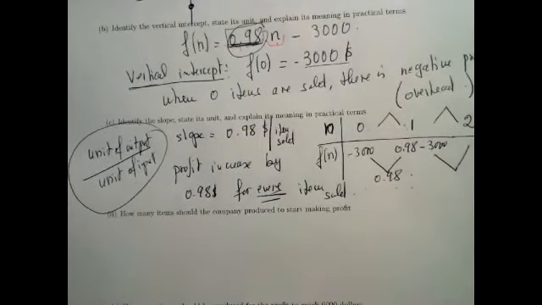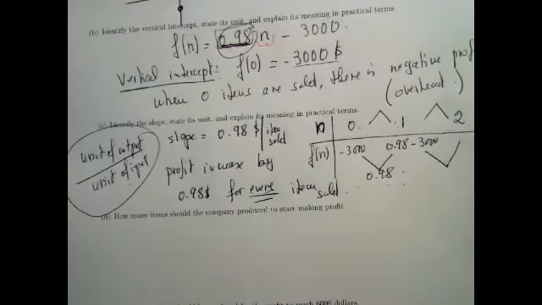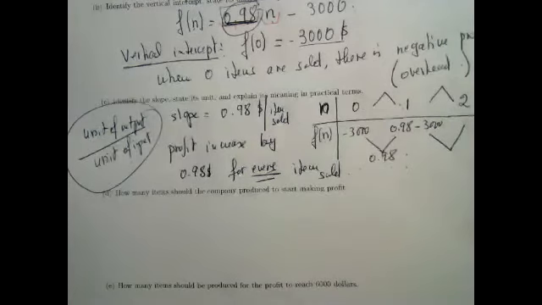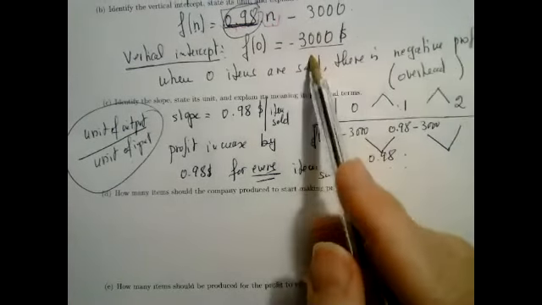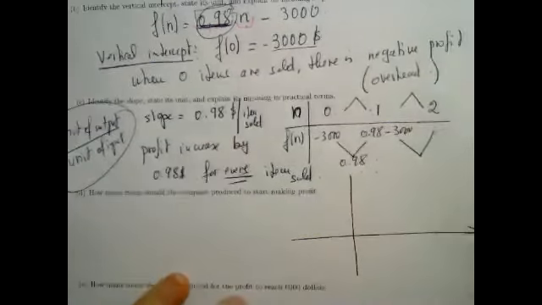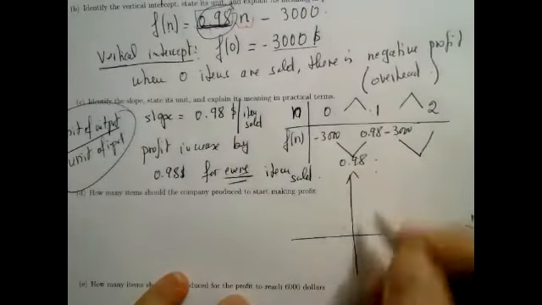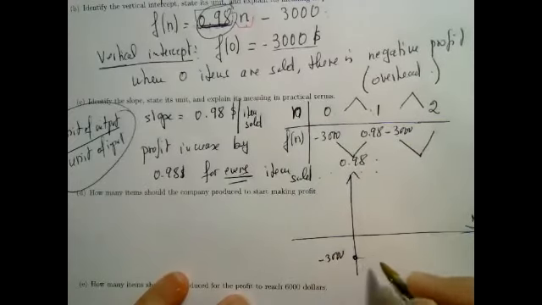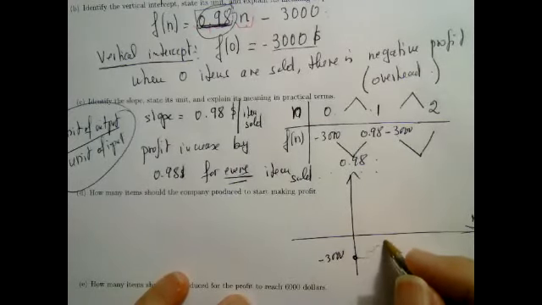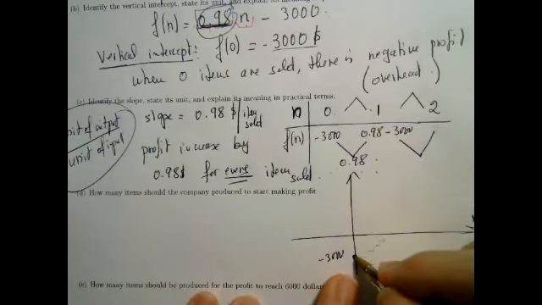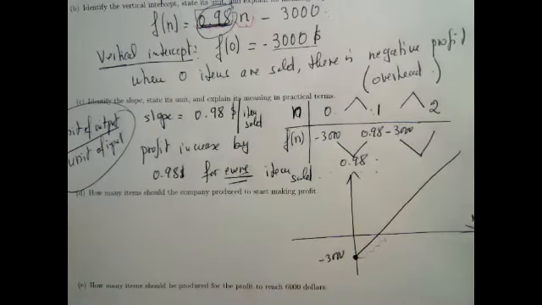Now, how many items should the company produce to start making profit? We have a formula for it. Of course, we're starting at minus 3,000, but the profit is increasing. So the picture for us is like this. That's the n, and that's the profit. We write down here at minus 3,000, and then we start increasing a little bit, very little, because it's 0.98 and we are really down by that much. So it's going to be somewhere like this.